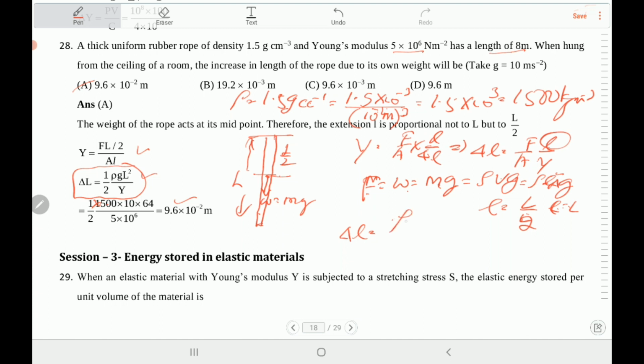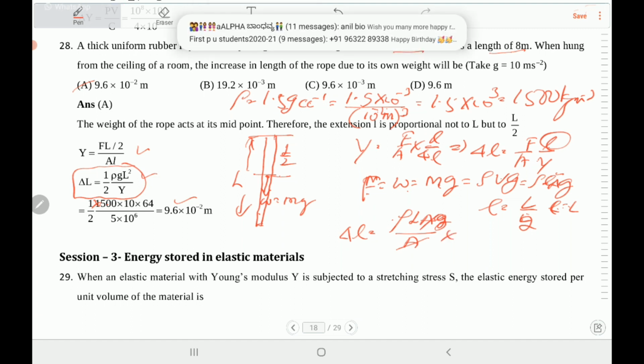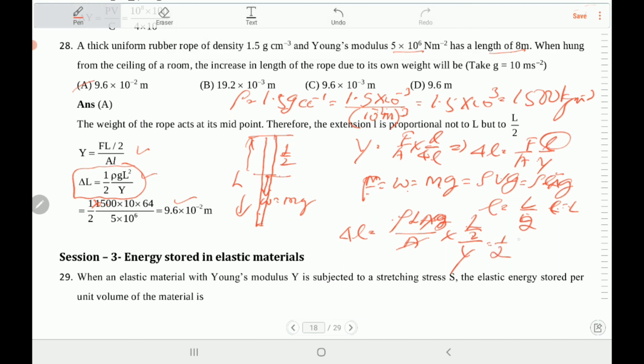Mg is rho times length L into A into g, divided by A. See here, A cancels, into L by 2 divided by Y. So you have half rho g L square divided by Y. That's the value of delta L. What is delta L? Increase in length of the wire. That's it.